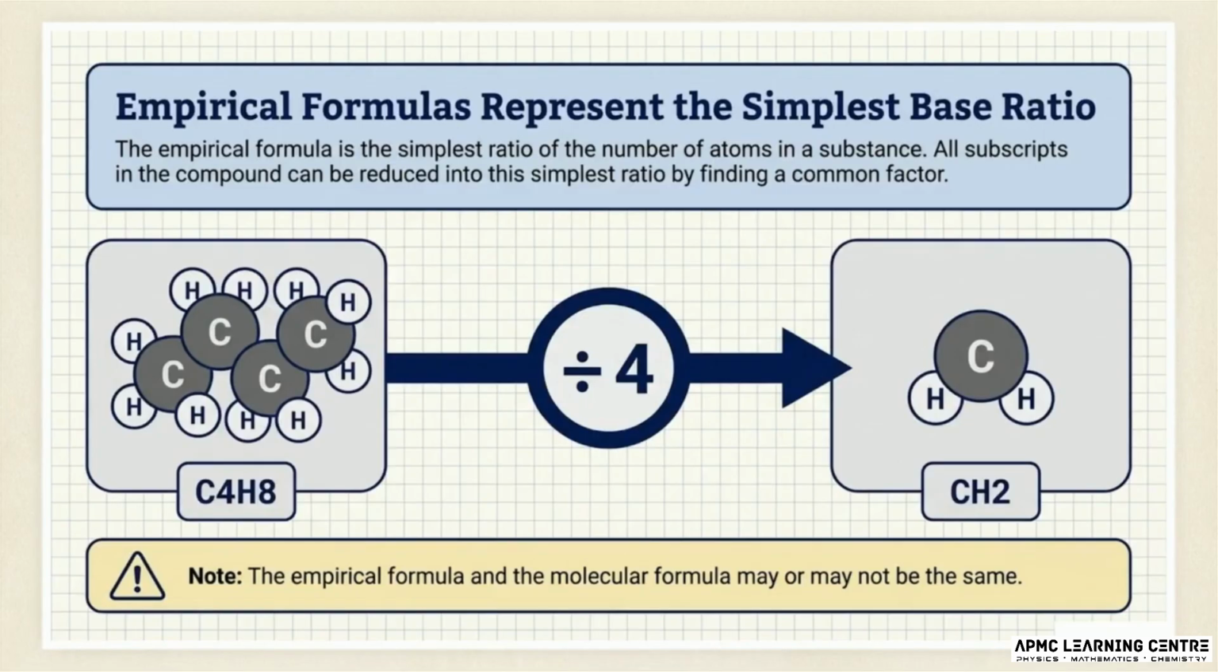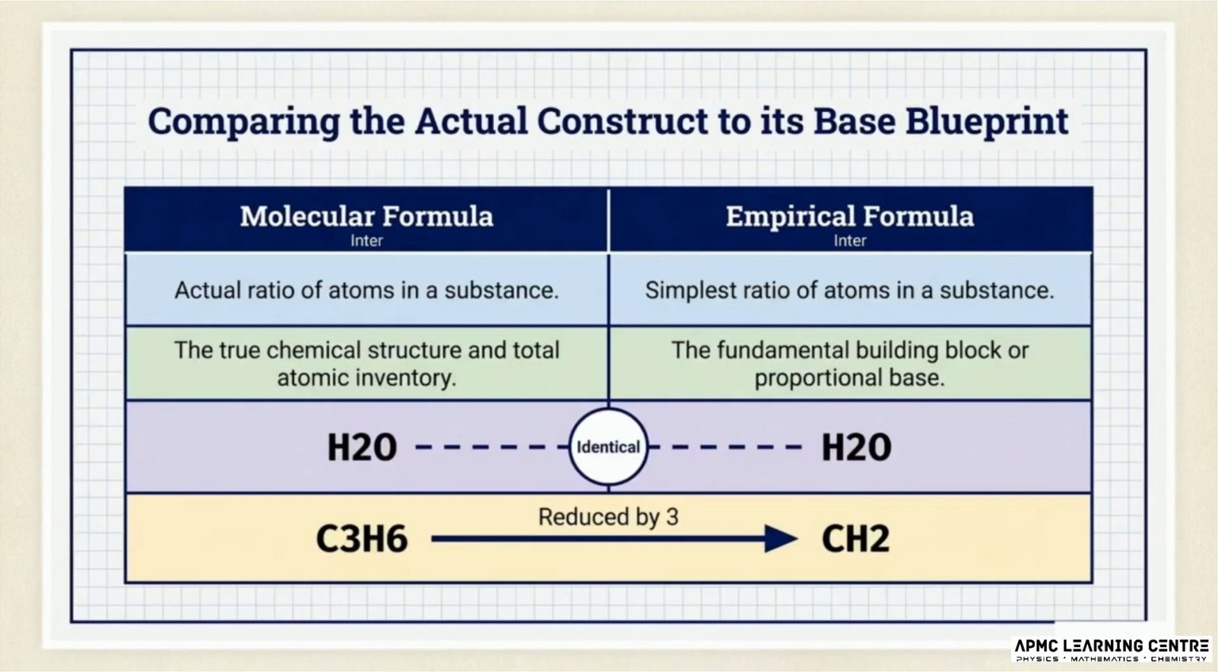This diagram shows how an actual, complex molecular construct can be mathematically reduced. Take C4H8. By dividing all the atomic counts by 4, we get down to this bare-bones foundational ratio, CH2. Here is a comparison table showing the relationship between these two formulas. Notice the top row. For water, H2O, the actual ratio of atoms is already in its simplest form. That means the molecular formula and the empirical formula are completely identical. But look at C3H6. Its actual construct is different from its CH2 base blueprint.